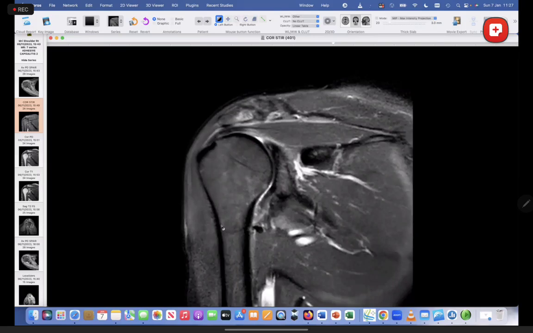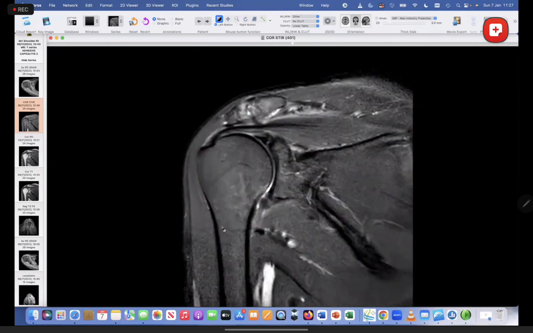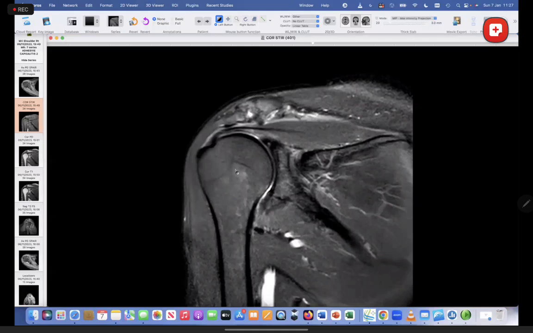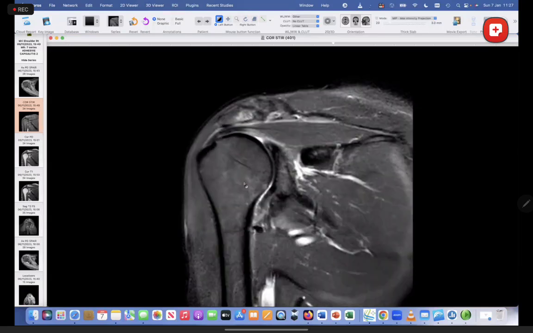The marrow, this is a very good sequence. This particular one is a STIR sequence, but if it was a T2 fat sat, this would be a nice sequence to look at the marrow. You can see the marrow looks pretty unremarkable. There's a tiny bit of high signal, which means nothing. The marrow is generally pretty good.